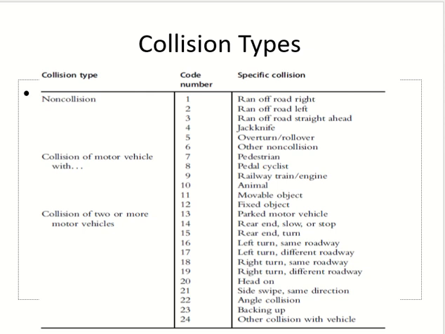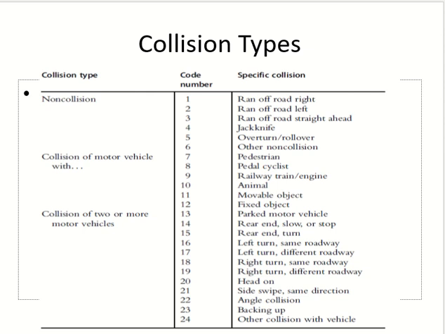Okay, the type of collision. The first type of collision is what? See how creative we are. The first type of collision is not a collision. Basically they mean not a collision with another road user. Non-collision means no other road user is involved. There's only one person doing this. So: ran off the road towards the right-hand side or left-hand side, hit the guardrail or something, and these things.